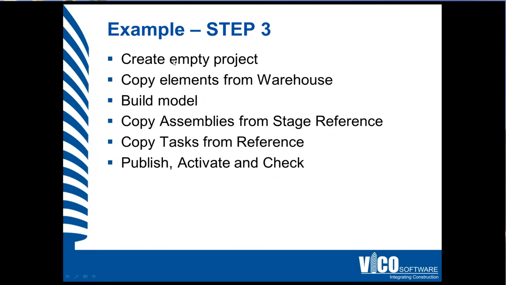So these are the steps that we just went through. I created an empty project both in Revit and in Vico Office, and I copied the elements from the warehouse. I built a very simple model. I then copied the assemblies from the stage reference for the cost planning piece. I copied the tasks from the reference. I published the model and then activated, and we checked that all of the cost assemblies that had associated model elements in the Revit model were linked, and the quantities were already used in my project.